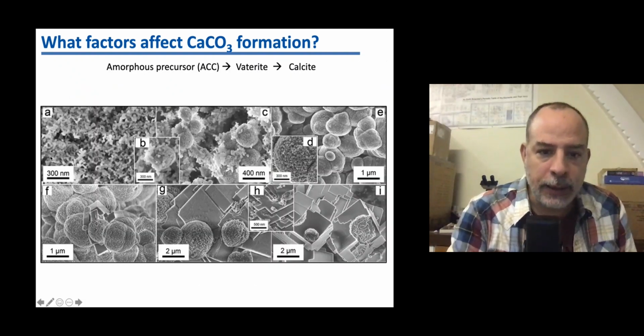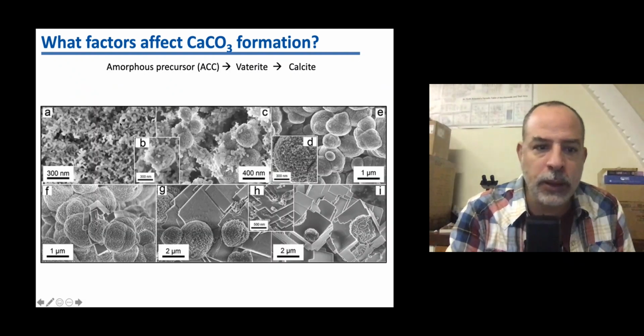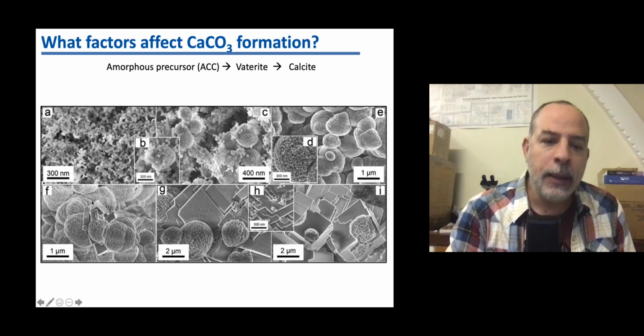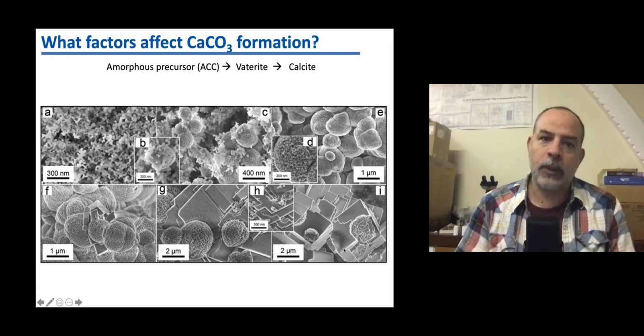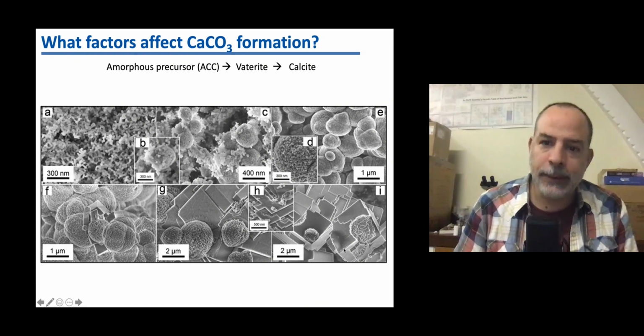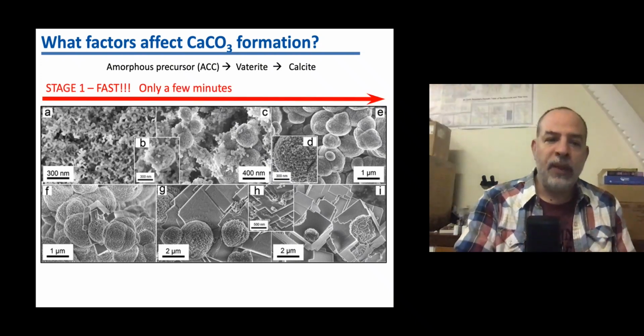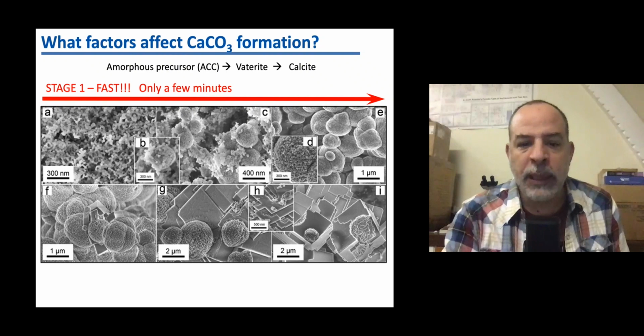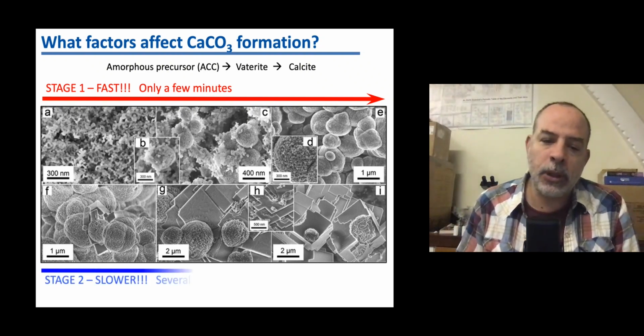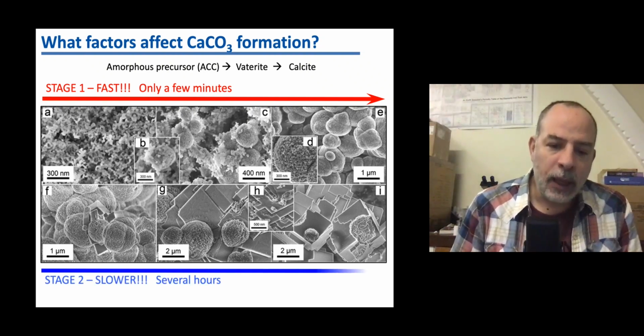This is how scanning electron microscopy shows this process. This is amorphous calcium carbonate, quick crystallization of vaterite, and then the dissolution of vaterite transforming this vaterite into calcite. So ACC, vaterite, calcite, starting from a basic pH. So first stage, very quick, in a few minutes. Second stage, much slower, and takes a few hours.